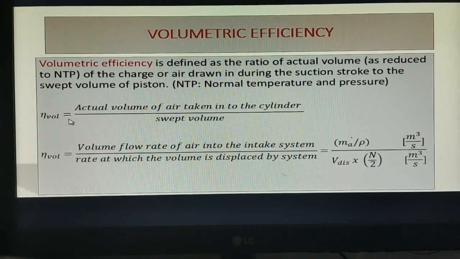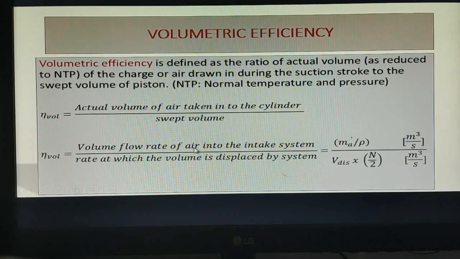So volumetric efficiency is the actual volume of air taken into the cylinder divided by the swept volume. As I told, the swept volume we can calculate as pi by 4 d square into the stroke length L. So the actual volume of air taken into the cylinder divided by the swept volume will give the volumetric efficiency.